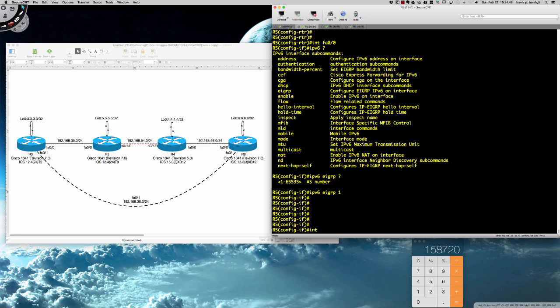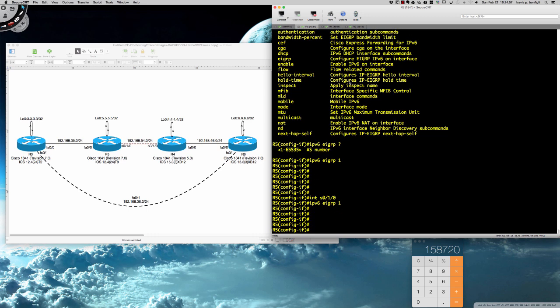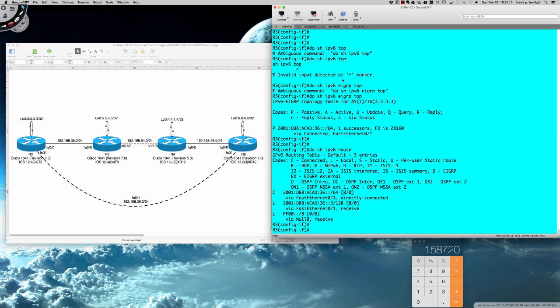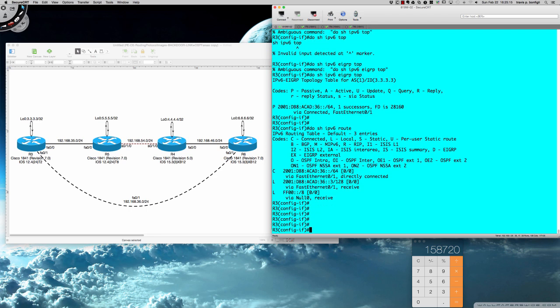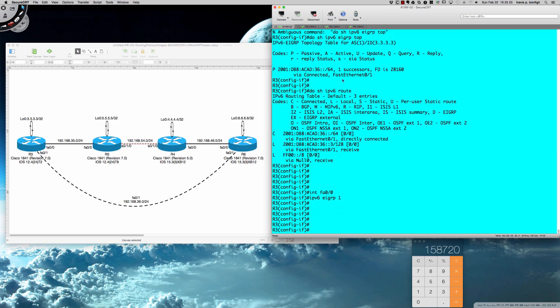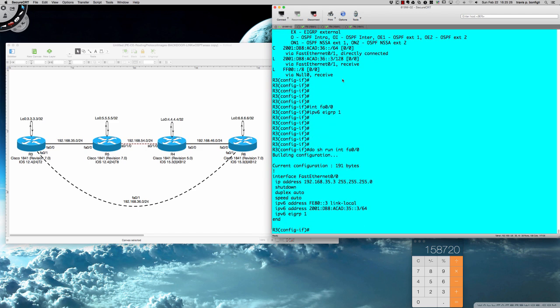Let me go into interface serial 010 while that's doing that. IPv6 EIGRP autonomous system number 1 on the serial link there. So what if I do a do show IPv6 EIGRP neighbors? As you can see, we have no neighbors right now. So the adjacency didn't establish with router 3. Let me double check, because did I not set that up? Do show run interface FA00?